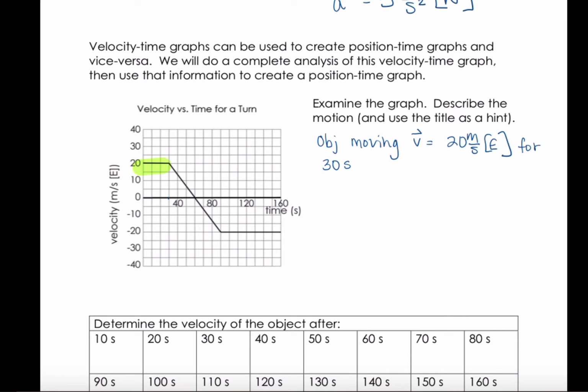Then you'll notice that the graph changes. Okay, so we're dropping down. So we're going to go from 20 meters per second east to 0 meters per second. So they're stopping in, let's see, they did it in 10, 20, 30 seconds.